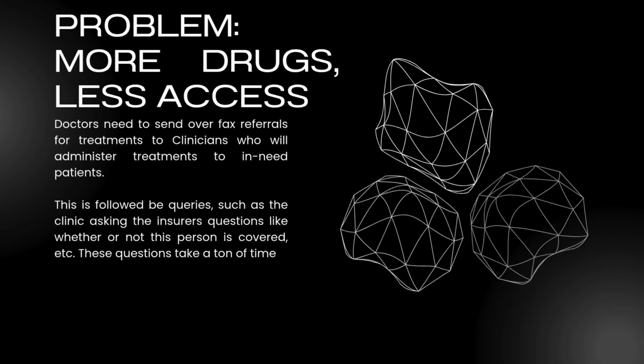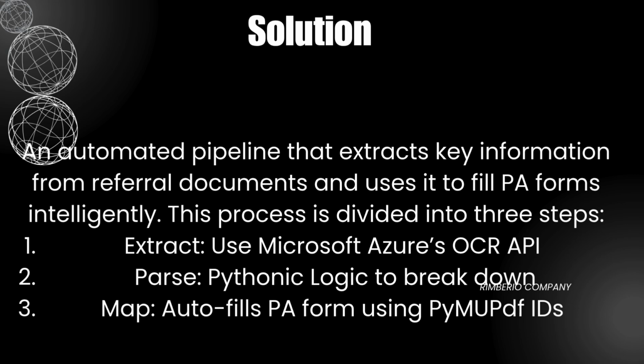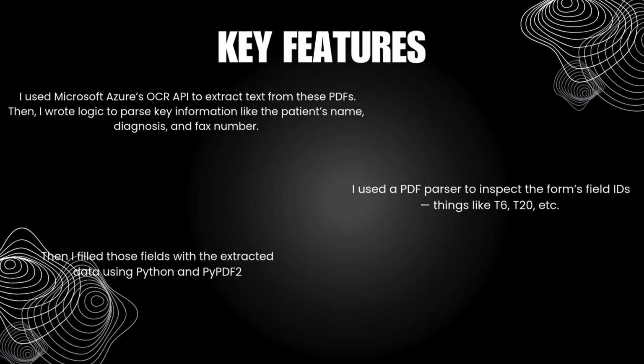Now, what do we intend to do? Well, I intend to create an automated pipeline that extracts this key information from referral documents and uses it to fill PA forms intelligently. This process is ideally divided into three steps. What I did was extract, parse, and map. I'll get into that in the next slide.